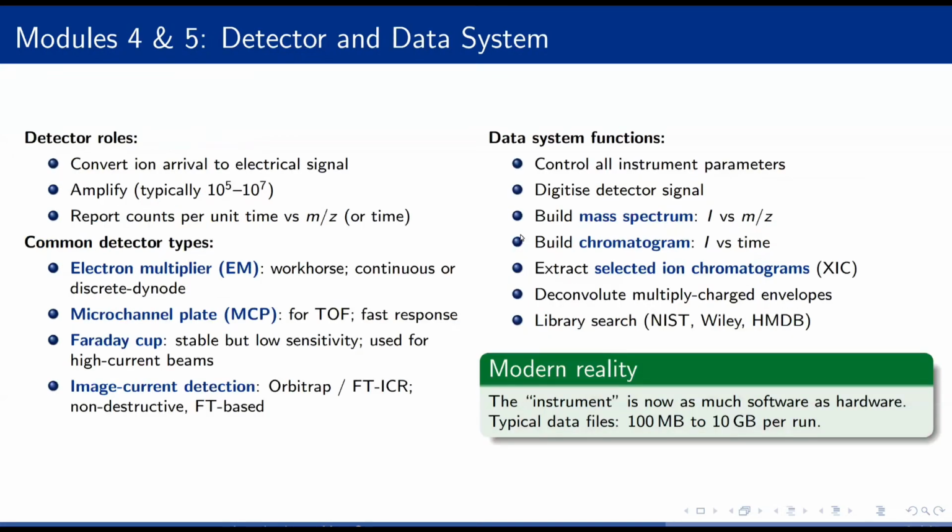Finishing the architecture tour with modules 4 and 5. The detector's job is deceptively simple. When an ion arrives, register its arrival as an electrical current pulse. In practice, we're counting single ions much of the time, so detectors need tremendous amplification.